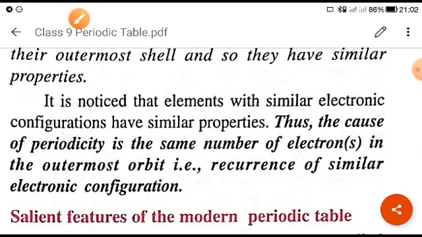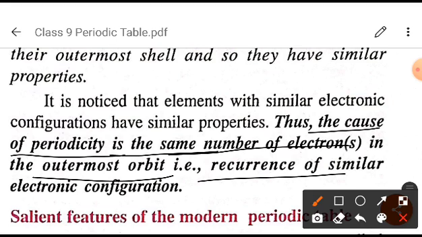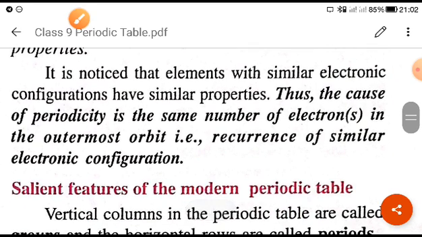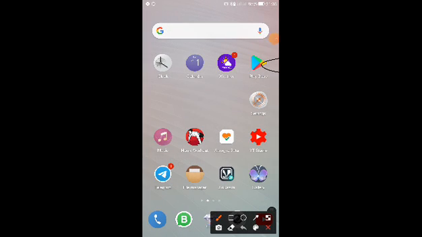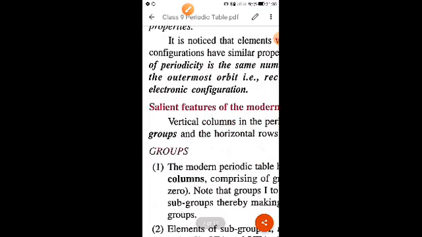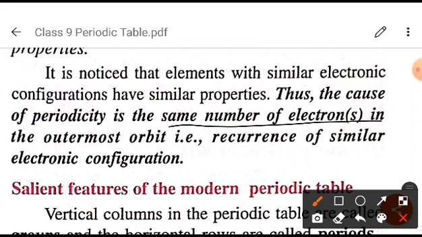So what we can say is that the cause of periodicity is the same number of electrons in the outermost orbit, or the recurrence of similarities in electronic configuration. What is the cause of periodicity? The same number of electrons present in the outermost orbit. I hope you have understood this, right?